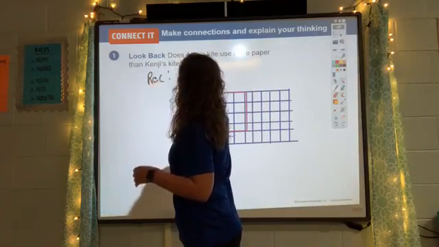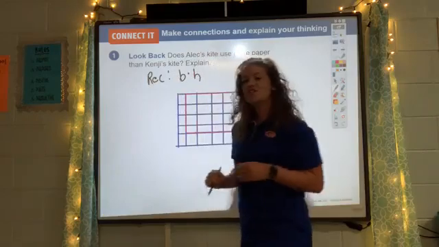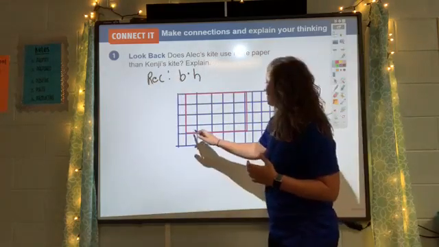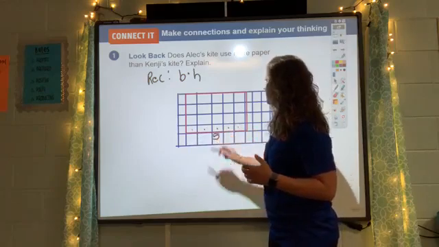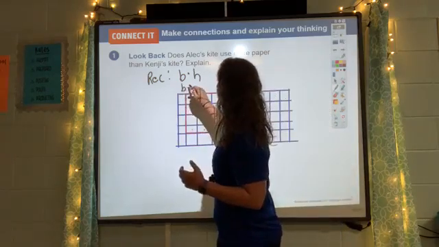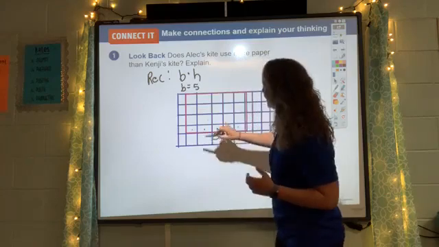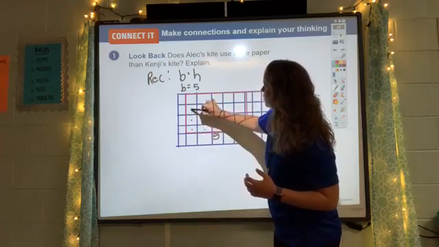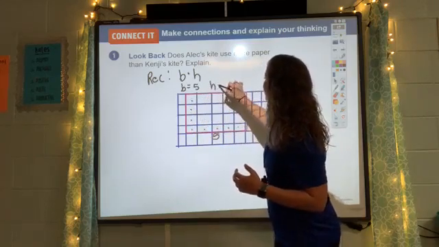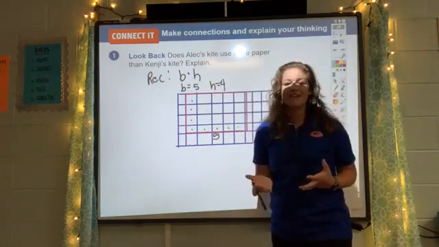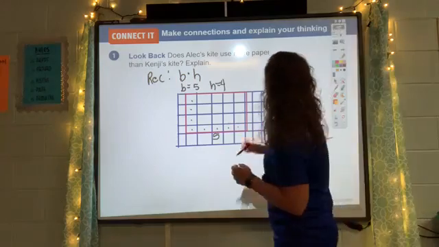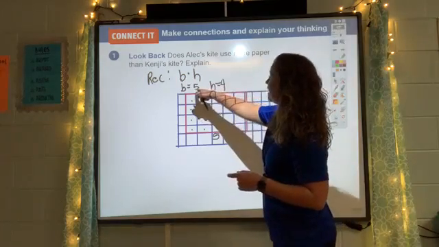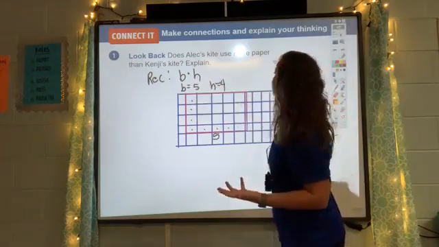is base times height. So if I'm looking at that, we see that we have a base of 1, 2, 3, 4, 5. So my base equals 5 and a height of 1, 2, 3, 4. So my height equals 4. We're going to take those numbers and plug them into that equation. Okay? So in place of the b, I'm going to use substitution and put it in there.